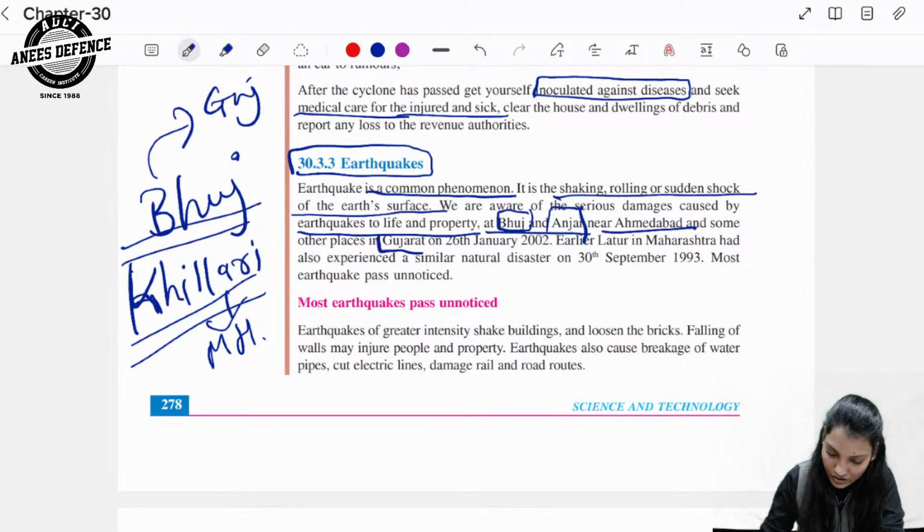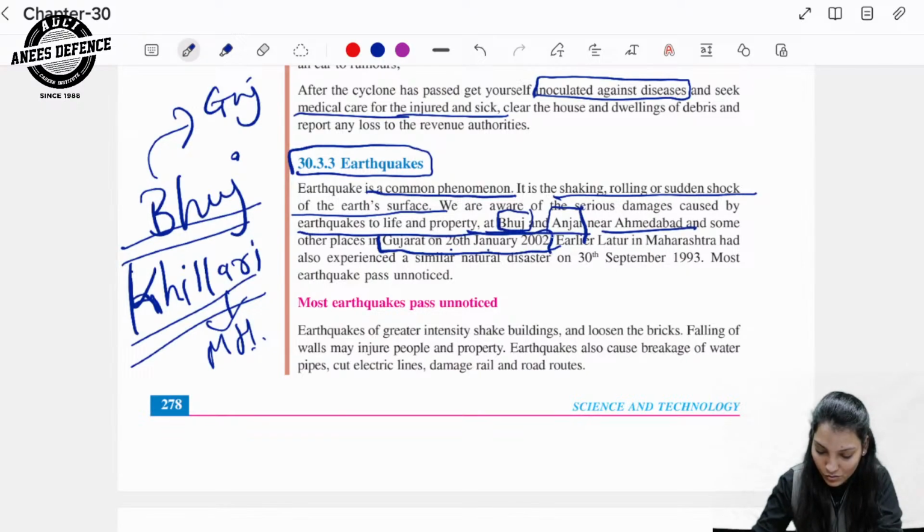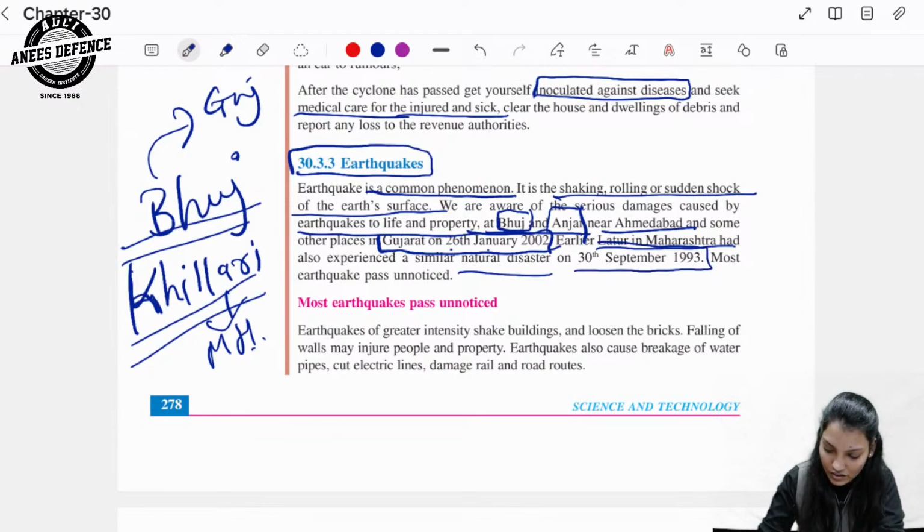In this particular area, an earthquake occurred on 26 January 2002. You can see the impact of this earthquake on YouTube also. There are so many videos made on this particular earthquake, so you can watch. Next, Latur in Maharashtra had experienced a similar natural disaster on 30th September 1993.